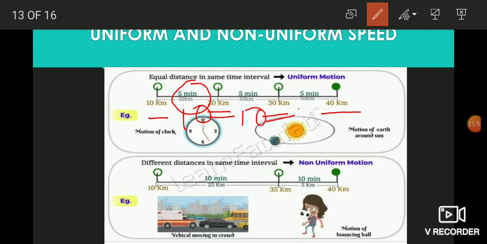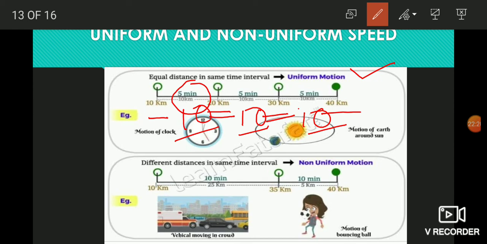The next 5 minutes, it travels from 20 kilometers to 30 kilometers. Again, the distance is 10 kilometers. Next 5 minutes, it travels again from 30 kilometers to 40 kilometers. Again, the distance traveled is 10 kilometers. So every 5 minutes, this car travels 10 kilometers. So this is what is called uniform motion. Equal intervals of time, equal distances covered.